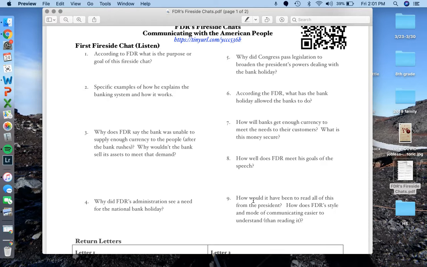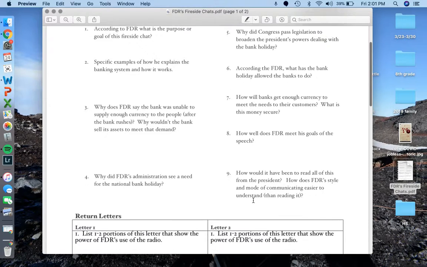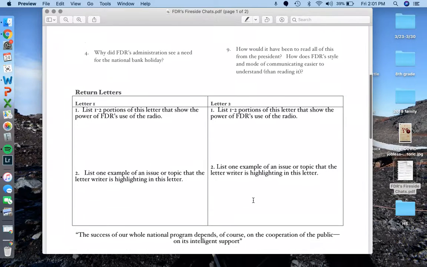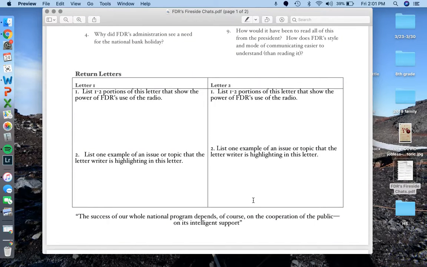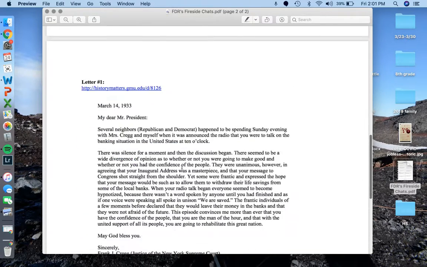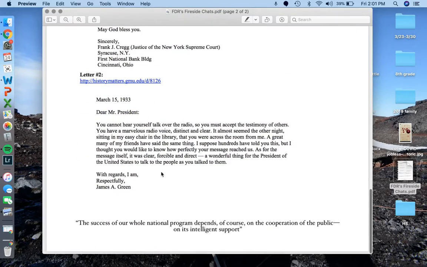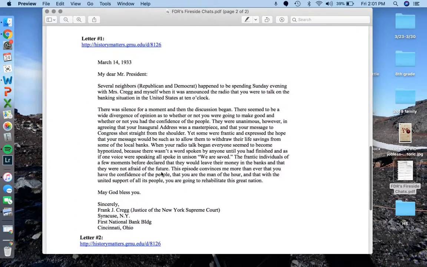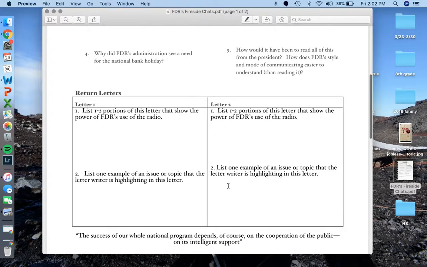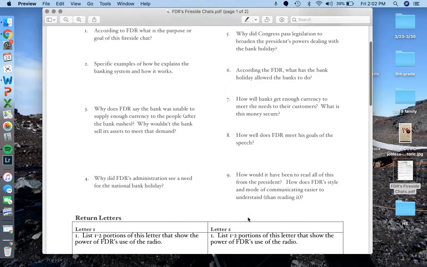Once you listen to the whole chat and you've answered those questions, you are going to look at 2 different letters that people wrote in response to listening to FDR's fireside chat. The 2 questions for that are right here. You're going to scroll down. Here's letter 1, and then here's letter 2. Letter 2 is much shorter. Letter 1's not all that long. You're going to answer those questions right there. Both of these questions are for letter 1. Both of these questions are for letter 2.